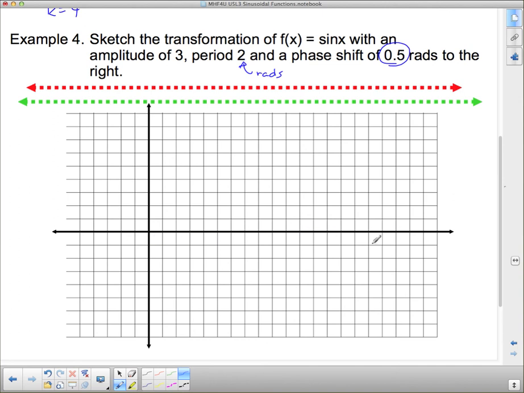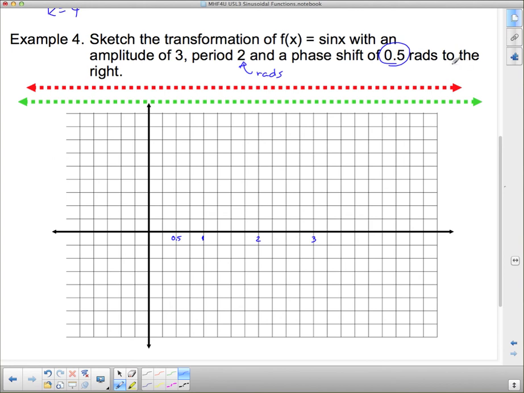So something along this graph, I have to do 0.5. I'm going to make each two of these be 0.5. So that's going to be 0.5 rad, and this is going to be 1. And then this is going to be 1.5, 2, 2.5, 3, and so on and so forth. Okay. Going up, this says we have an amplitude of 3.